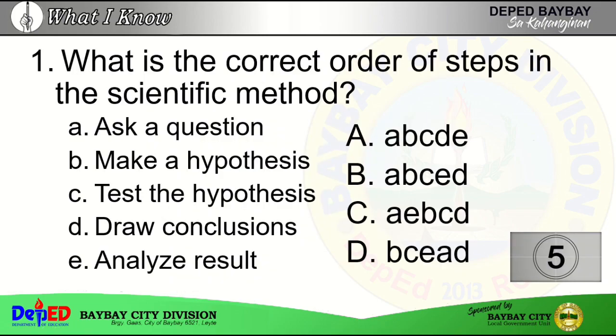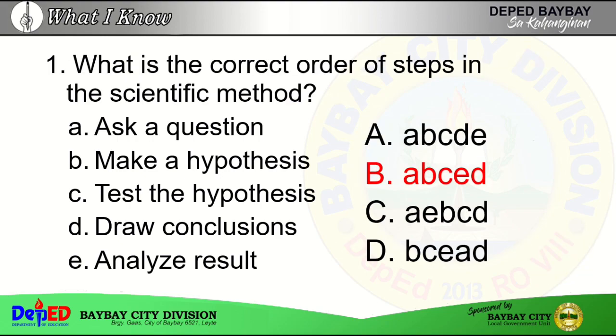Number 1. What is the correct order of steps in the scientific method? A. A, B, C, D, E. B. A, B, C, E, D. C. A, E, B, C, D. D. B, C, E, A, D. The correct answer is B. You got it right.